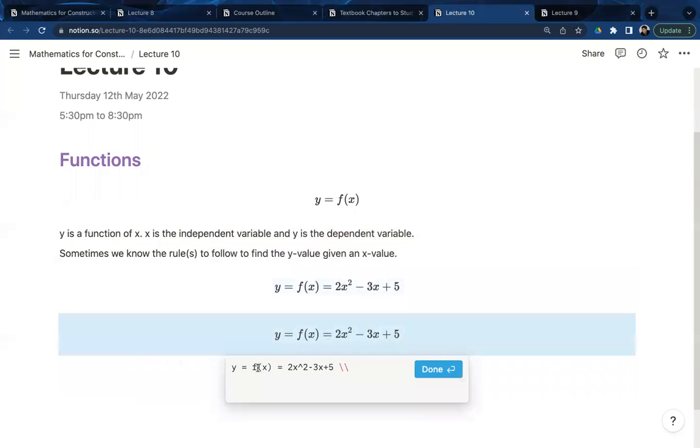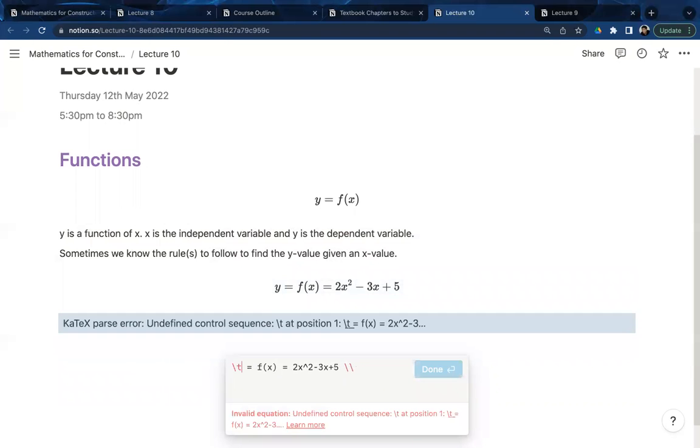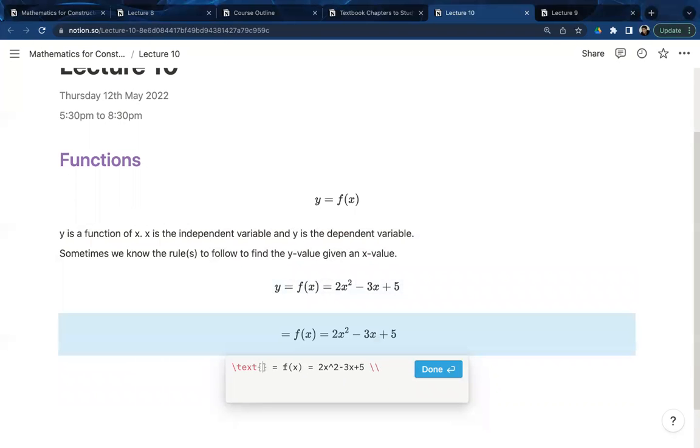So we could say when x equals 3, y equals f of 3. That's the nice thing about this notation here. So given our x value, we could find our y value.